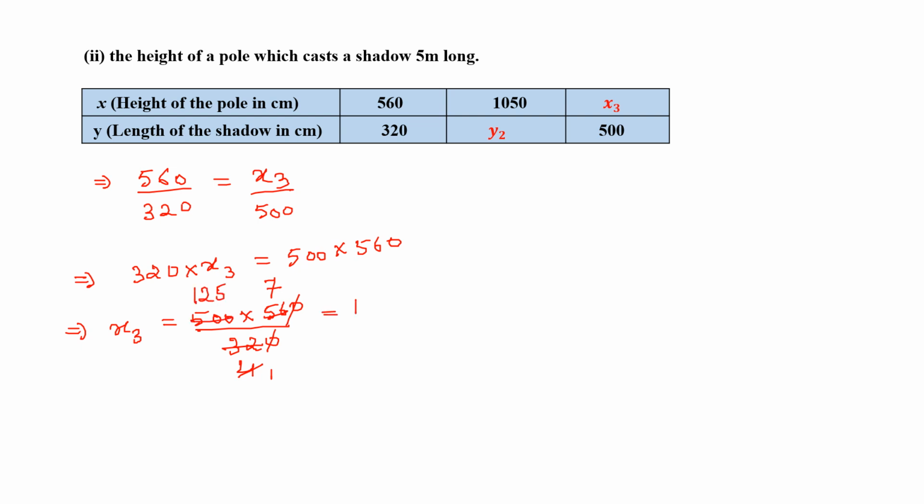Now 125 into 7 will be 875 centimeter, and if I convert this in meter and centimeter form, it will be 8 meter 75 centimeter, because 8 meter means 800 centimeter, and 800 centimeter plus 75 will give me 875 centimeter. So the height of the pole is 8 meter 75 centimeter when it casts a shadow of 500 centimeter. So this is your question number 9. Now I will solve question number 10.